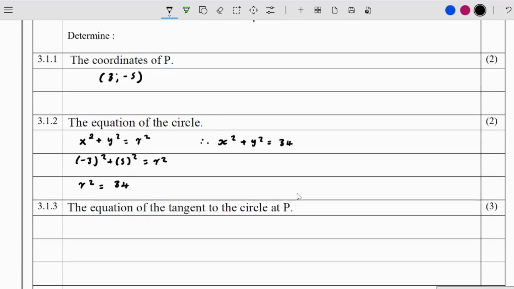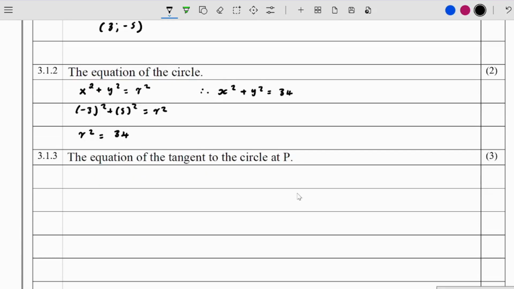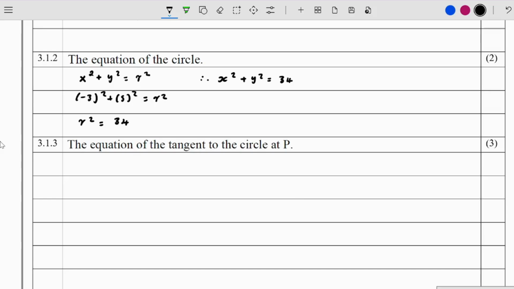The next question, 3.1.3, says determine the equation of a tangent at P. So what do we know? We know that the coordinates at P were given as 3 and -5. They wanted the equation of a tangent at P. Since the circle is at the origin, we don't have to stress that much. We can just go and use our special formula: x multiplied by x1 plus y multiplied by y1, all of that equal to r squared.